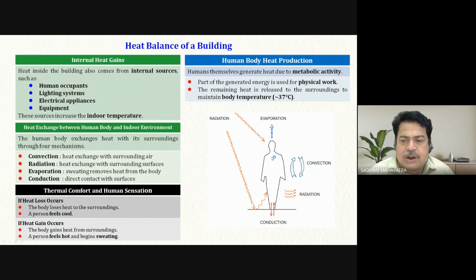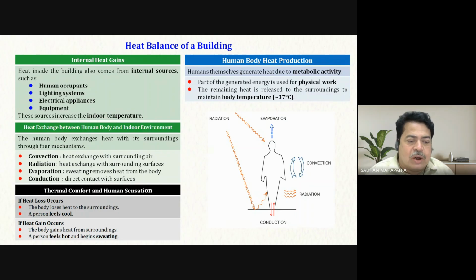There can be evaporation, like when we are sweating, and that is evaporating. There can be radiation from the body, and also if there is an airflow, there will be convective heat transfer. Now, thermal comfort and human sensation.